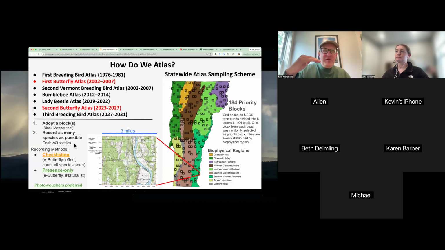So when we hit 40 species, we try to nudge people, like, hey, I know you're really into your block, but if you could move to another block and try to get us going there. So 40 species is sort of our lofty goal.